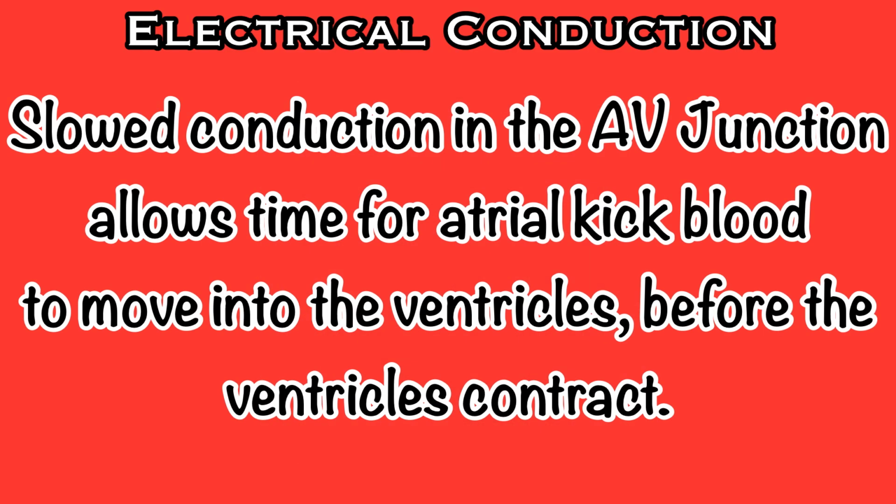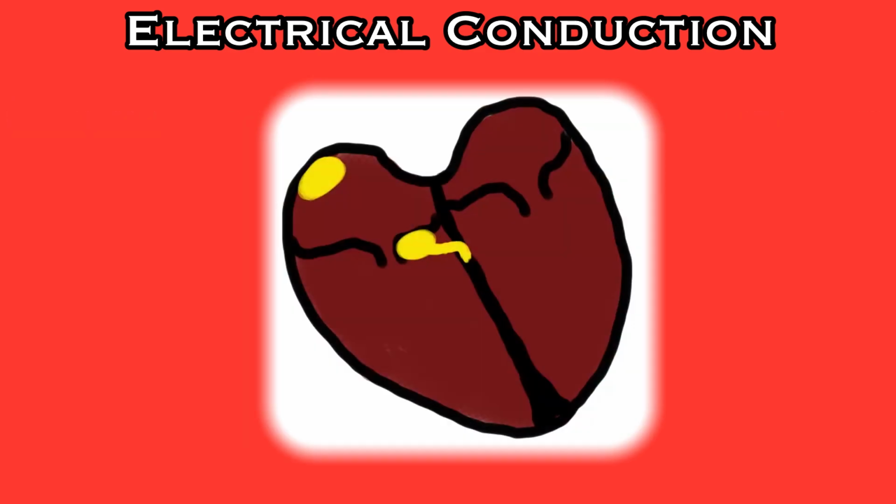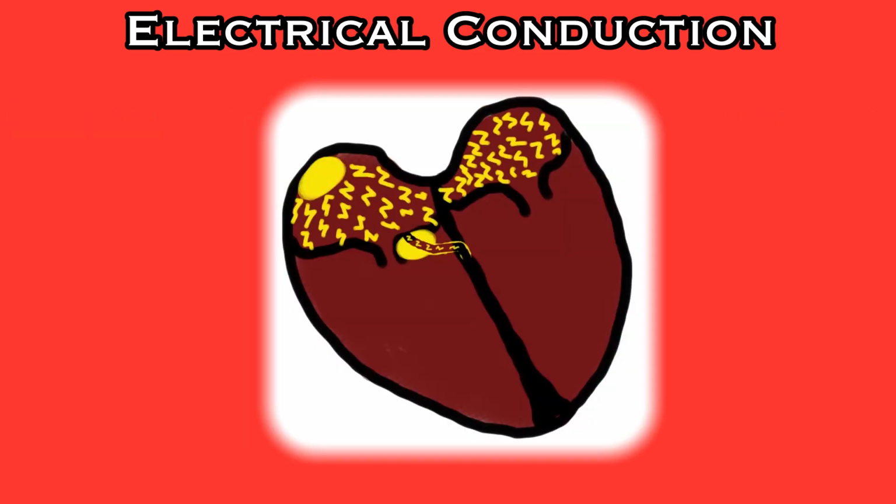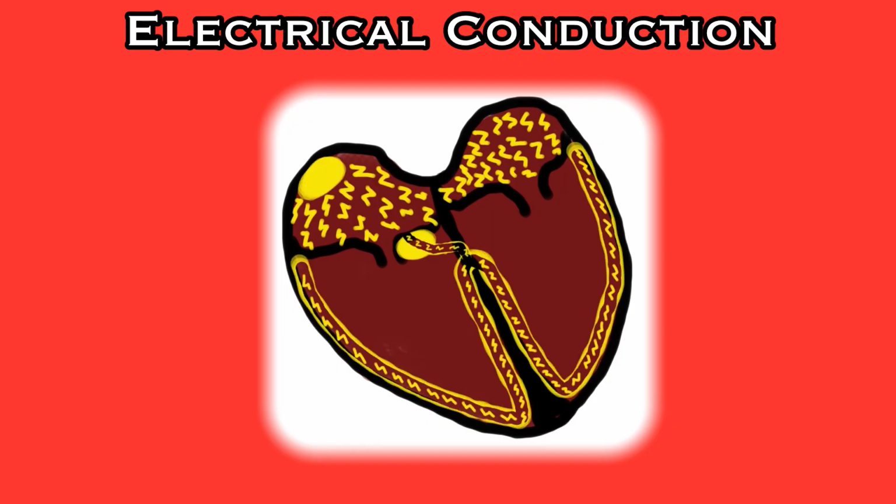Electricity can travel almost instantly, but the blood that we want to move into the ventricles with that atrial contraction will take longer to physically move. The AV node's slowing of the impulse allows time for atrial kick blood to actually get into the ventricles before the ventricles contract. Once that impulse reaches the end of the bundle of His section of the AV junction, it is released into the ventricles, and again, moves very quickly.